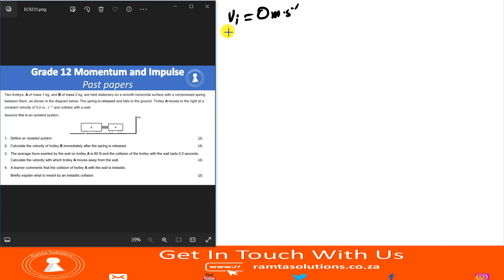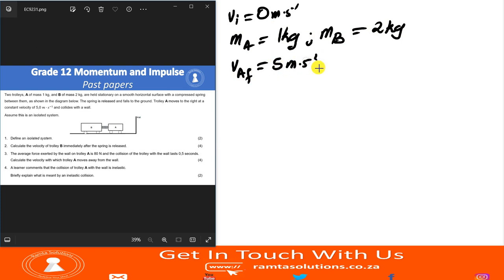The spring is released and falls to the ground. Oh, I should also note this: mass of A is 1 kilogram, mass of B is 2 kilograms. Then the spring is released, and trolley A moves to the right at a constant velocity of 5 meters per second. So velocity final of A is 5 meters per second to the right, and it collides with a wall. Assume this is an isolated system.